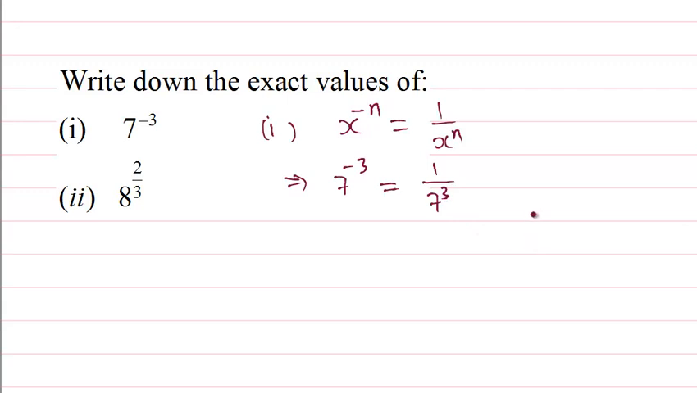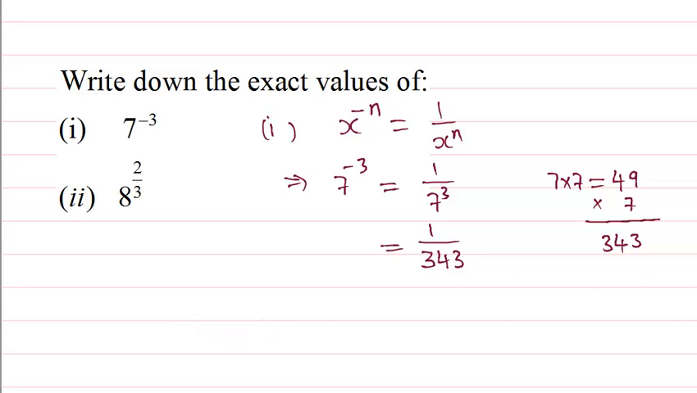Then 7 to the power 3 we can work out, so 7 times 7 is 49, then multiply by 7 again. So that's 3, we carry 6, 7 times 4 is 28, 28 add 6 is 34. So therefore this answer is 1 over 343.